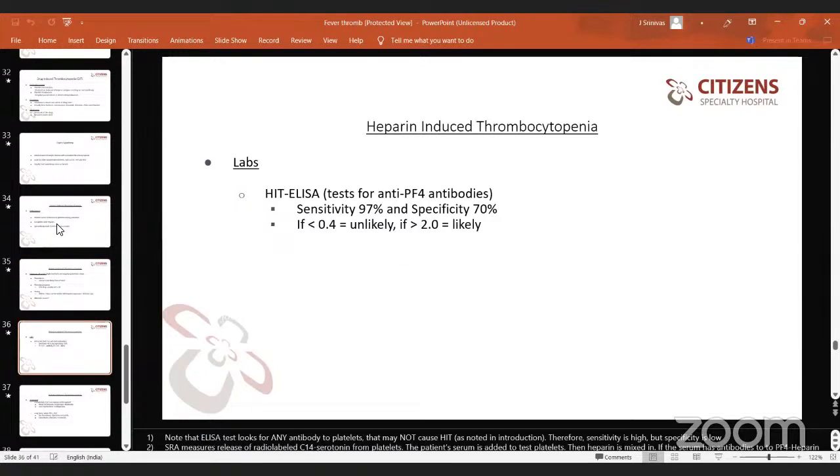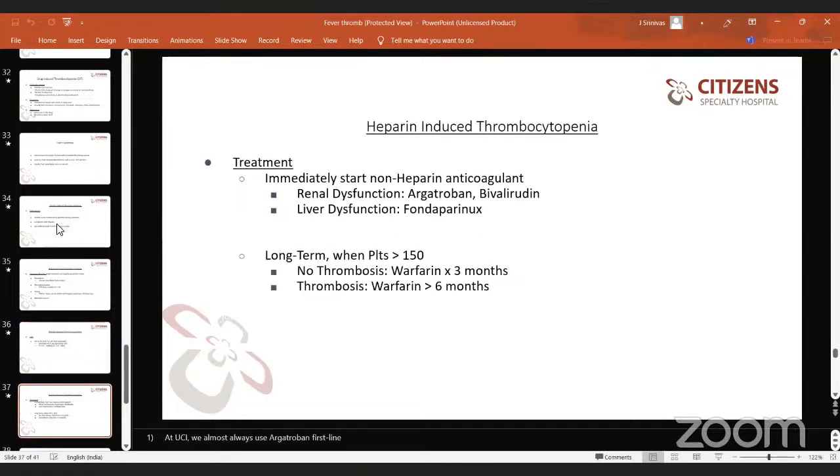And we do HIT antibodies, that is anti-PF4 antibodies. Sensitivity and specificity is good for these patients. And if the patient is thought to have HIT, then we need to start other agents like non-heparin anticoagulants: in renal dysfunction, argatroban, bivalirudin, in liver dysfunction, we can do fondaparinux. And long term, when the platelets are more than 150,000, and if there is a thrombosis, then we need to start warfarin for more than 6 months. And if no thrombosis, then warfarin for 3 months.